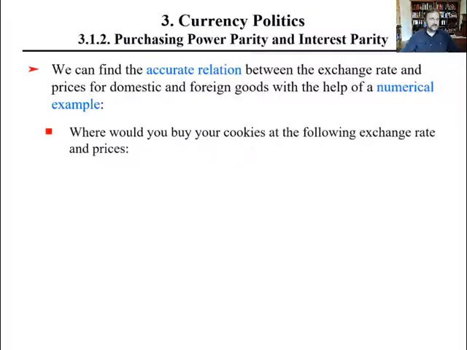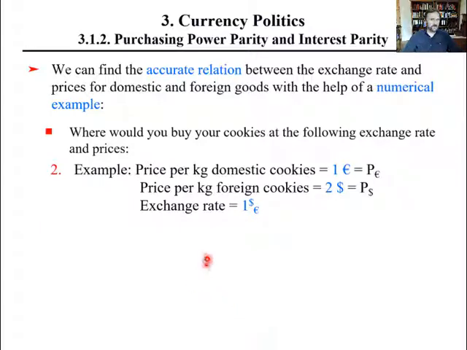Now let's try another exchange rate. Let's assume that the exchange rate is not $4 per euro but only $1 per euro. So compared to the initial situation, the dollar has now appreciated a lot. What currency area offers now the cheapest cookies given this new exchange rate?